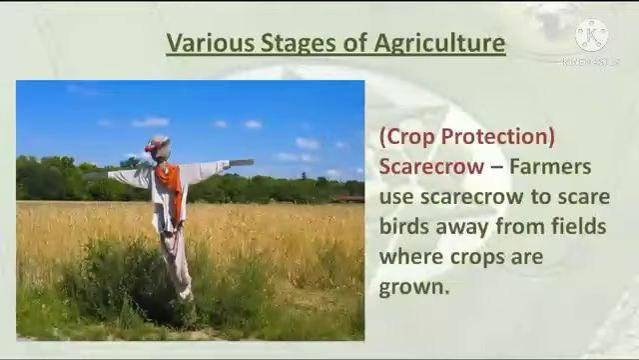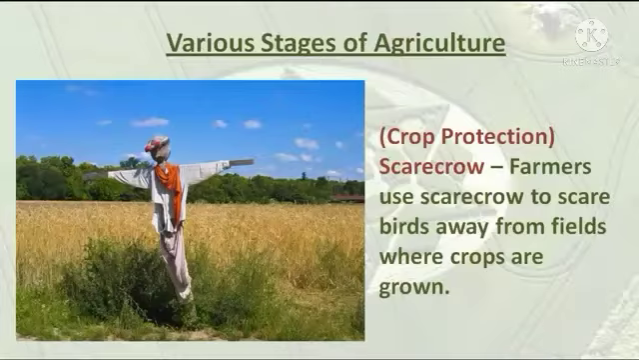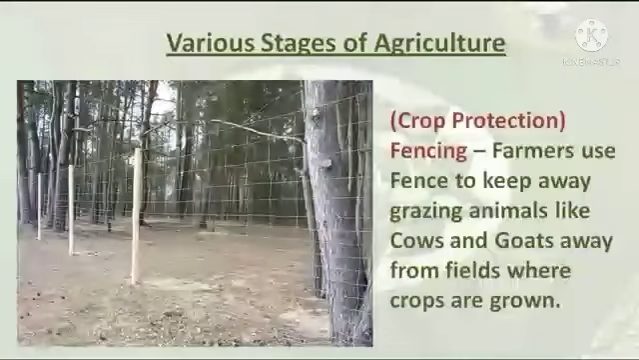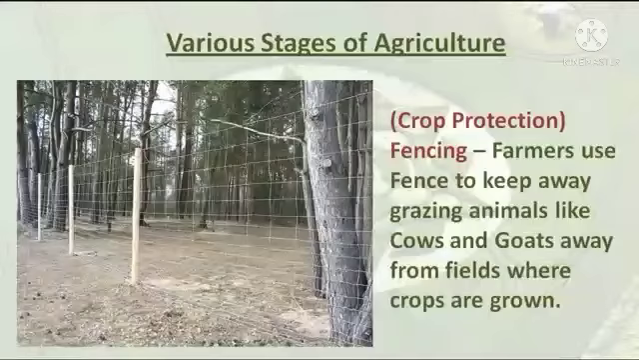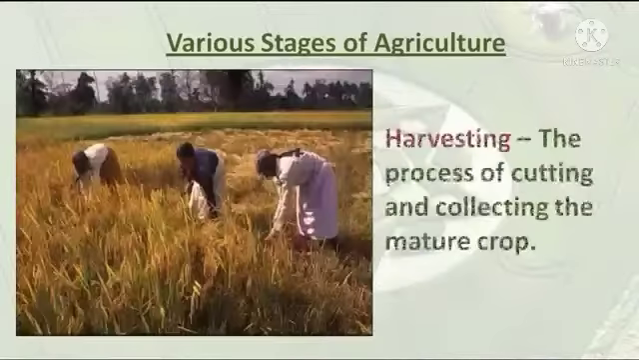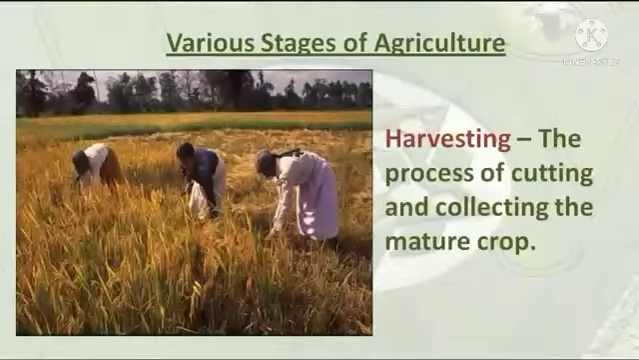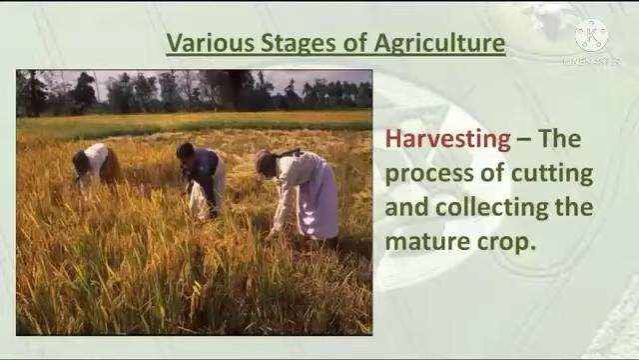Farmers use scarecrow to scare birds away from fields where crops are grown. Fencing is also done to keep away grazing animals like cows and goats away from fields where crops are grown. After that, harvesting is done, which is the process of cutting and collecting the mature crop.